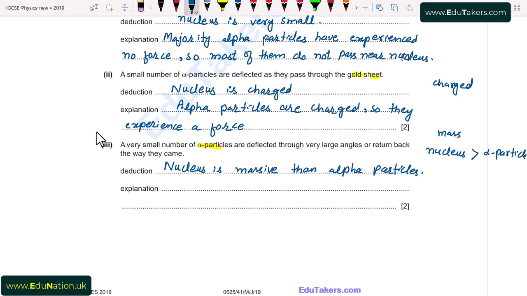So in the explanation I write that alpha particles move and the nucleus stays still. It is because the nucleus is very massive, that's why it stays still. But the alpha particle moves because its mass is very small as compared to the nucleus.